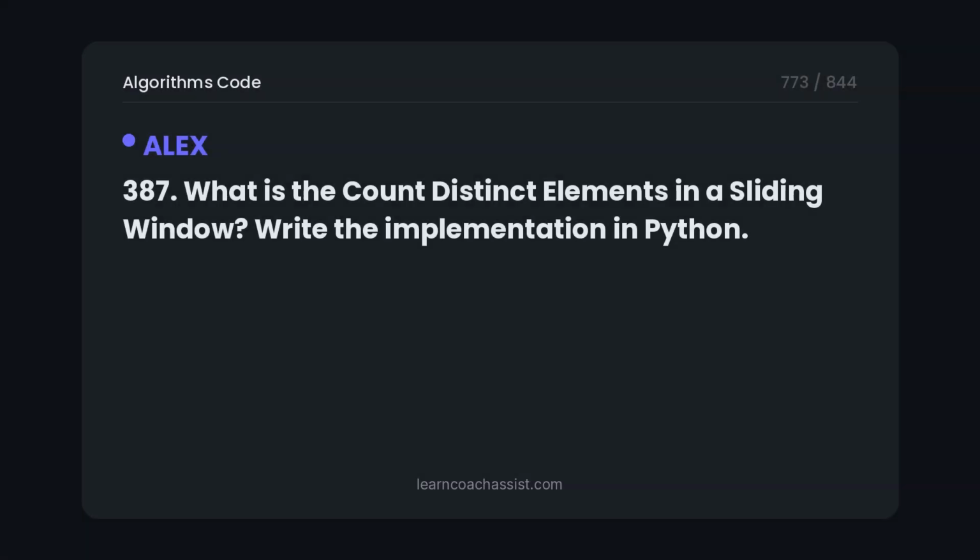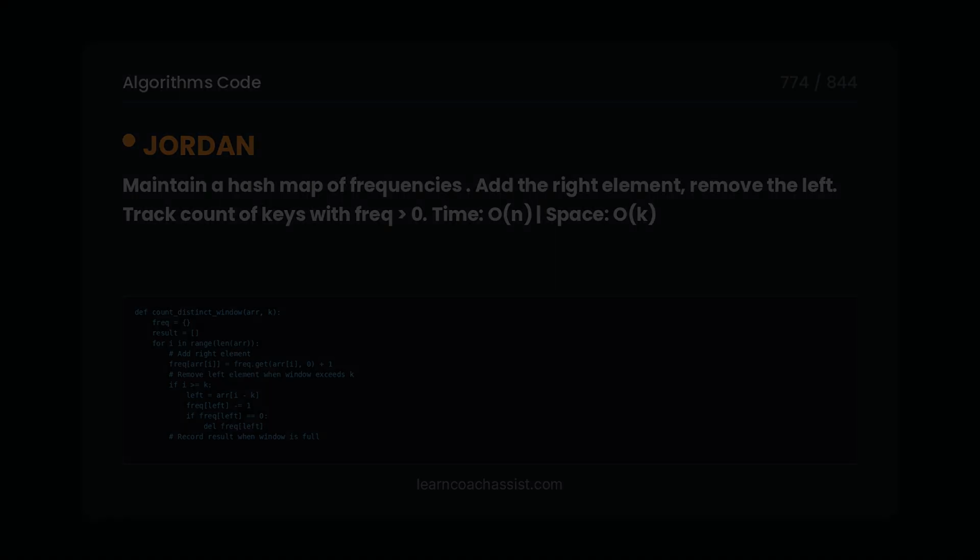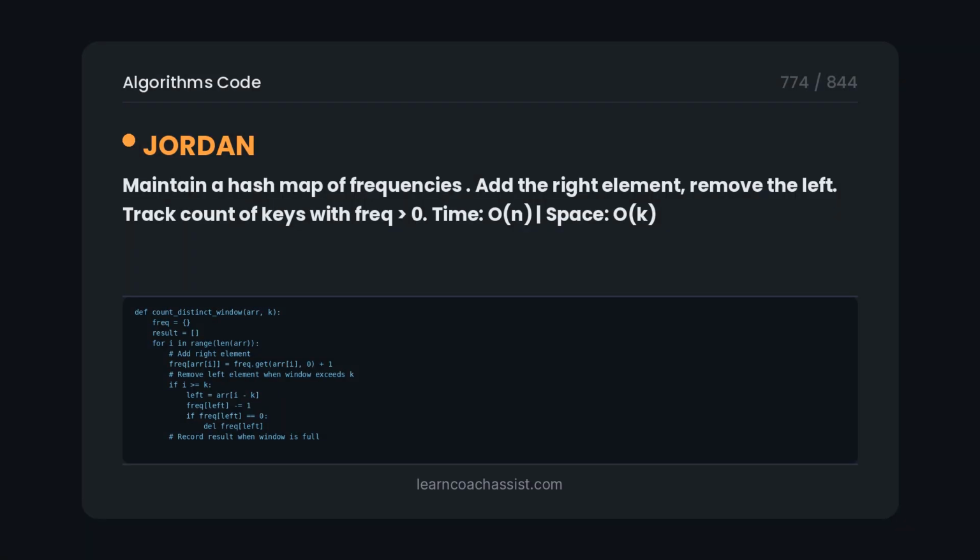387. What is the count of distinct elements in a sliding window? Write the implementation in Python. Maintain a hash map of frequencies. Add the right element, remove the left. Track the count of keys with frequency 0. Time O(n), space O(k).